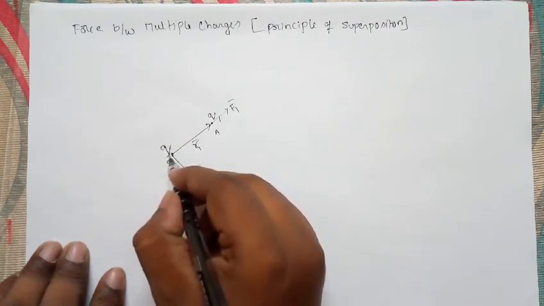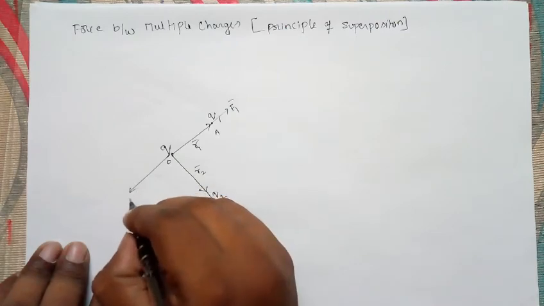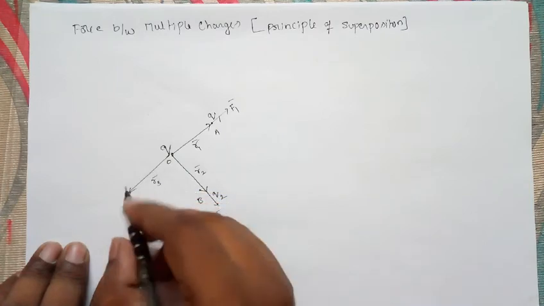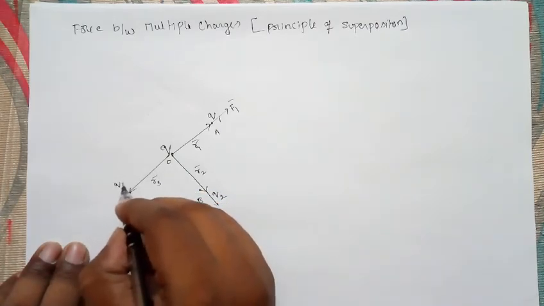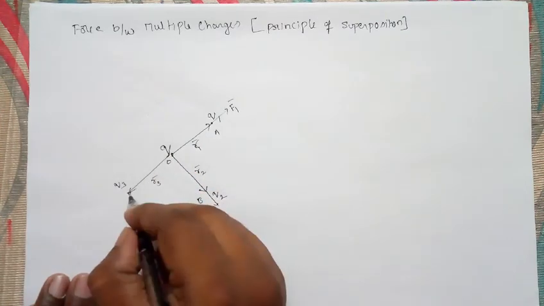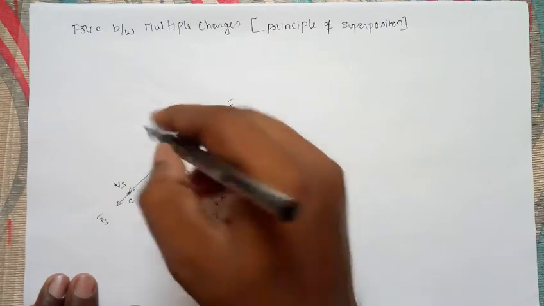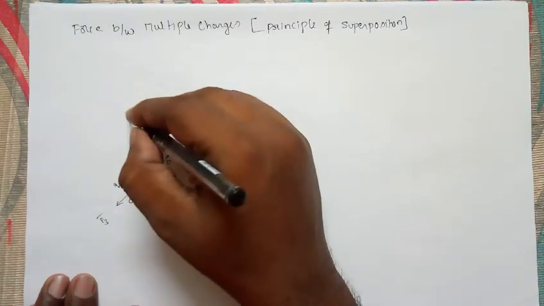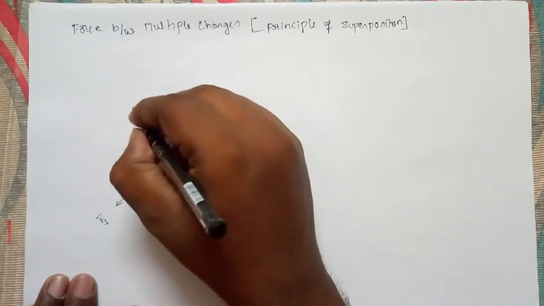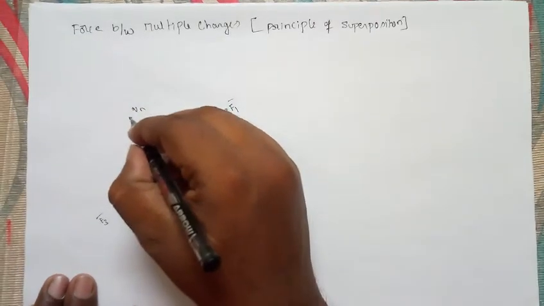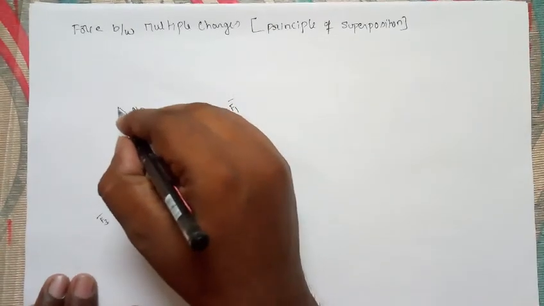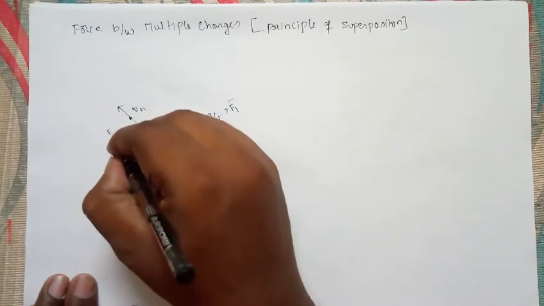In the same way, here we have another charge at position C, with unit vector R3 bar. This is the position vector of charge Q3, which is at a distance R3, and the force it experiences is F3 bar, and so on. We have many charges like this; somewhere there is charge Qn. Its position vector is Rn bar, and its force direction is away from it, and it's Fn bar.